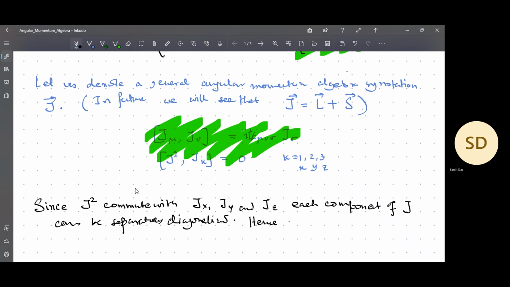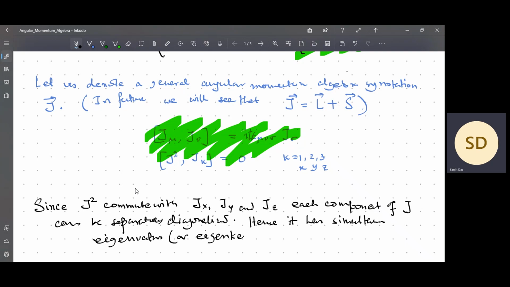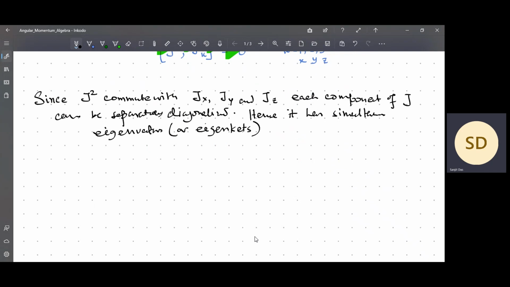Hence, it has simultaneous eigenvectors or eigenkets. Because we wanted to use the Dirac notation, I'm just following the word kets.